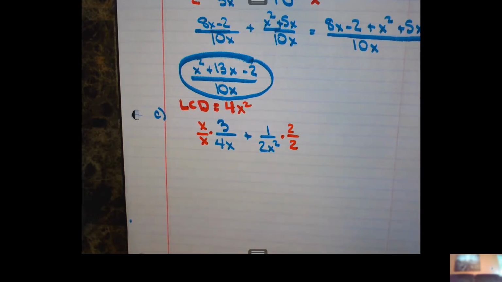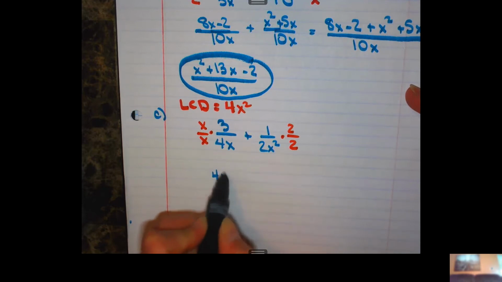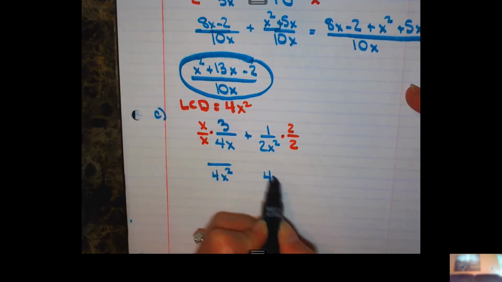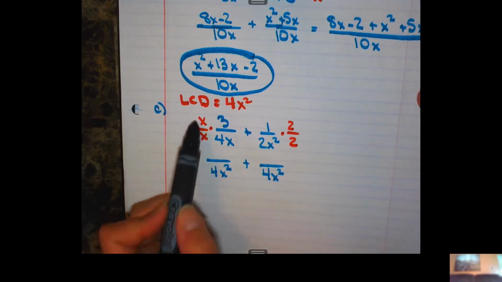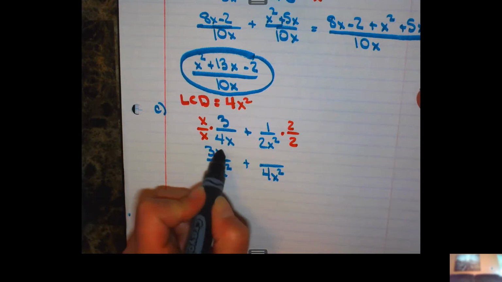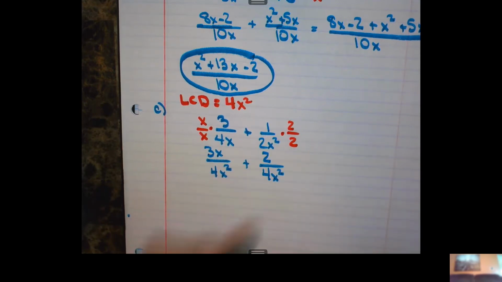Now if I rewrite my fractions, my new denominators are going to be the 4x squareds that I want. So I can make those denominators. I can bring down my plus sign as well. And now we multiply. 3 times x is 3x, that's our new top. 1 times 2 is 2, that's our new top over here.